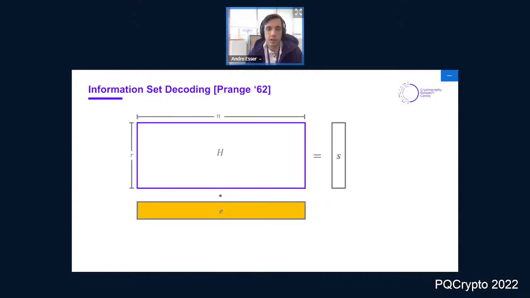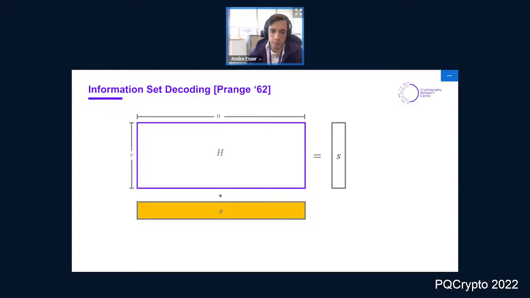So information set decoding is a technique to solve this problem, introduced by Prange in 1962. There are several advancements after Prange's algorithm, but most of them use an exponential amount of memory, so we stay with Prange's algorithm here. And how does this algorithm work?